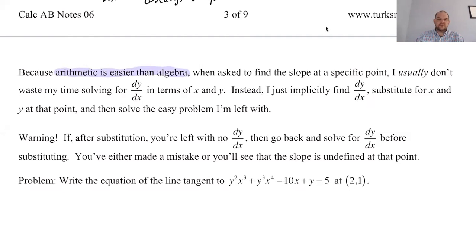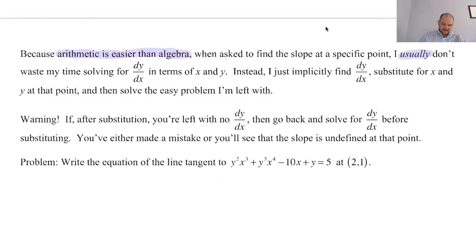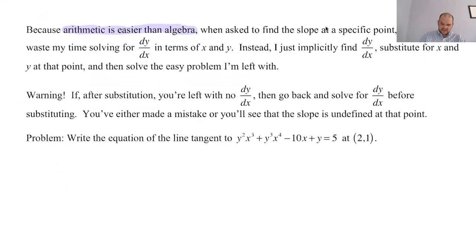If I'm asked to find the slope at a specific point, I usually, emphasis on the usually, don't waste my time solving for dy dx. I just plug in, and then I solve for dy dx, which will be the only variable that's left. I usually do that. Sometimes there's this weird-ish thing that happens. It's very weird when you don't know why it's happening.